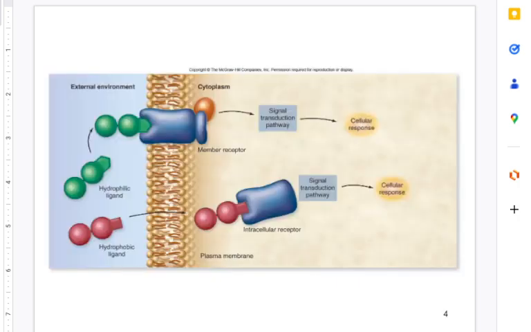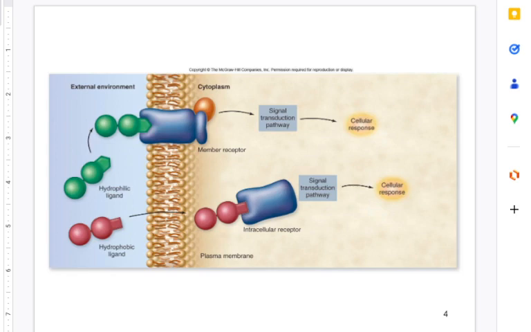Here's another animation of it. So we have our cell membrane here, which divides the external environment from the internal environment. Some type of hydrophilic ligand will have to bind to a receptor because it can't just freely float through the plasma membrane. After it binds to its receptor site, it causes some kind of transduction pathway within the intracellular environment for the target cell.